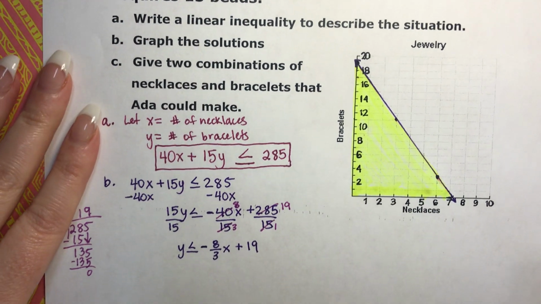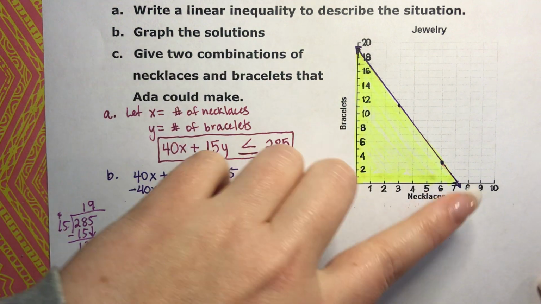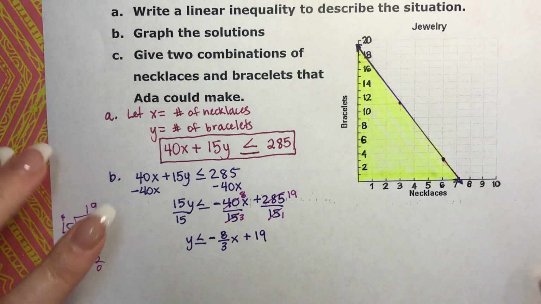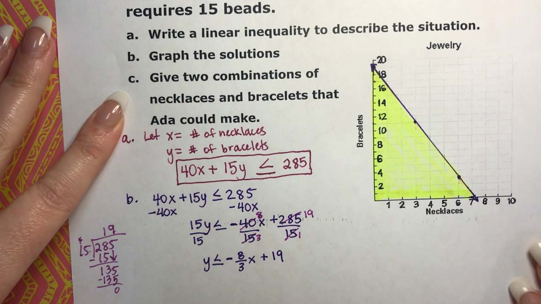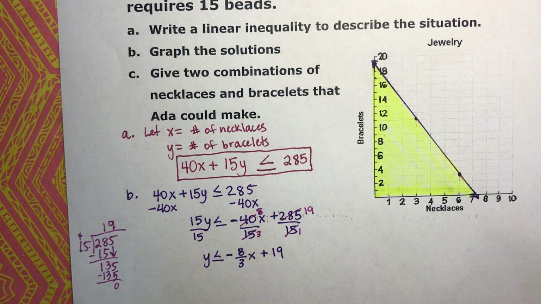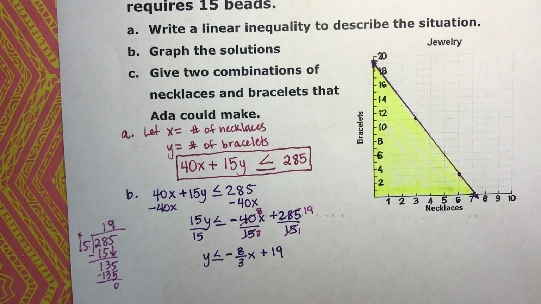So yeah, okay, so that's it for graphing, right? We put it into slope-intercept form, we did the boundary line, we shaded. Okay, so this represents all of the solutions for this particular application. Now we just need to give 2 combinations of necklaces and bracelets that Ada could make. And it would fit these requirements, right?